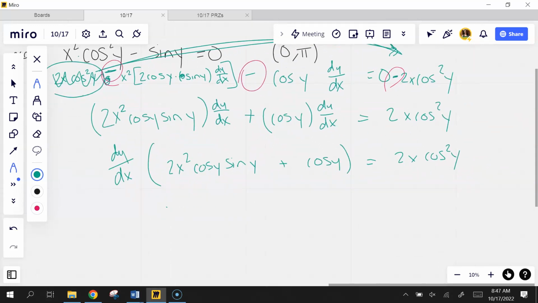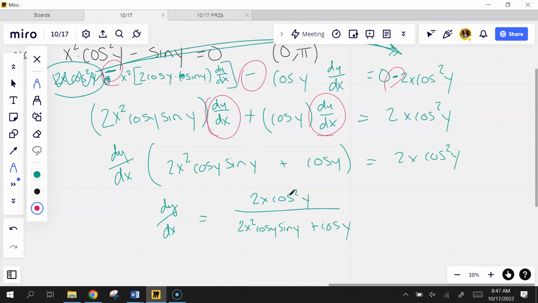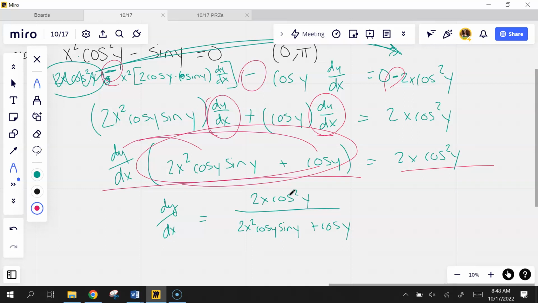I'm going to divide here. Should still come back to the same thing. 2x cosine squared y over 2x squared cosine y sine y. Yeah. Because this piece had it and this piece had it. If I wanted to go backwards, yes, it would go to both. But what I did was I just divided both sides by this piece. And that's why it's on the bottom now.